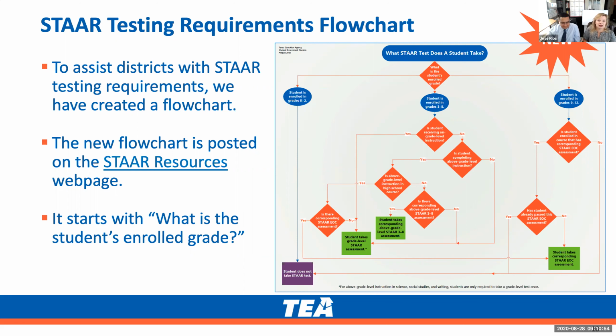It starts with what grade is the student enrolled in. And so there's a track for students in K through 2, which most of you hopefully know. We don't test students in kindergarten, first grade, or second grade. It has a question about students enrolled in grades 9 through 12. And again, those mostly are taking STAAR end of course assessments if they're enrolled in those courses. And then the majority of the chart is focused on students enrolled in grades 3 through 8 and whether or not they're receiving grade level instruction or above grade level instruction. And so there's little paths to tell you what tests they should take. So hopefully you can find that new resource on the STAAR resources webpage. It's the testing requirement flowchart.